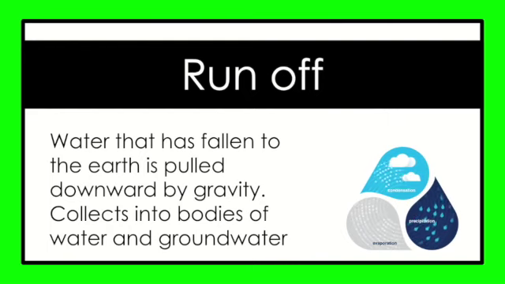The last step we're going to talk about is runoff, and that's when water that has fallen to the earth after being precipitated is pulled downward down slopes and hills by gravity, and it collects into bodies of water like oceans, rivers, lakes, and streams again, or it infiltrates the ground and becomes groundwater.